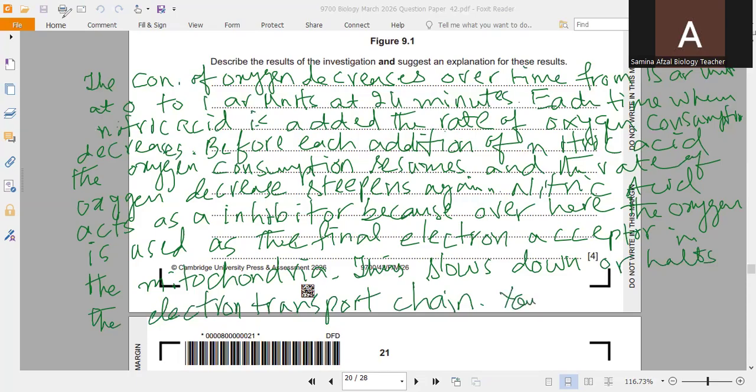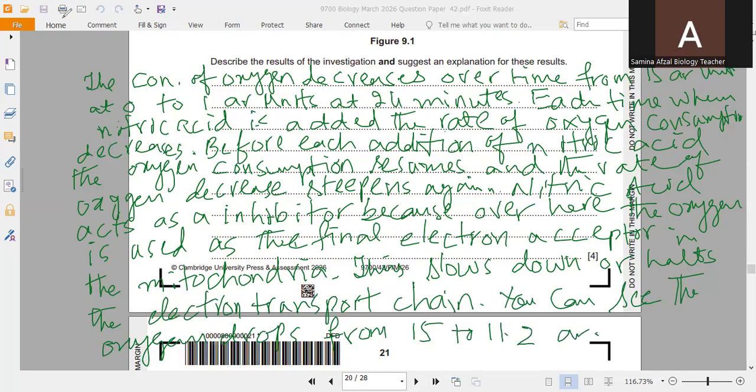You can see the oxygen drops from 15 to 11.2 arbitrary units in the first 3 minutes.